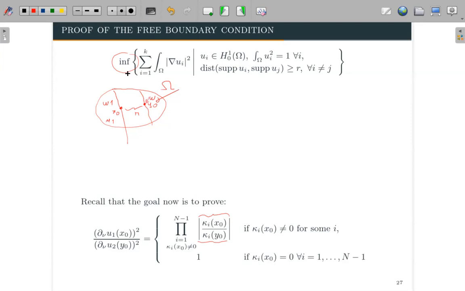So what I will do, since I have a minimization problem and everything is variational, I will produce an admissible variation that preserves the distance. Okay, this is where we use strongly the fact that we already know that the boundaries are regular, in such a way that we get this. Okay, so the idea is to do an admissible variation, plus using the minimality.